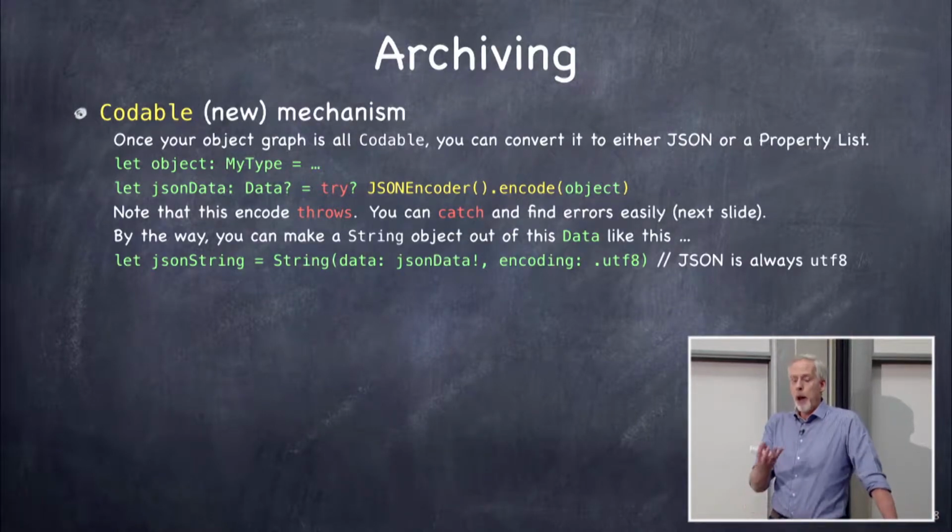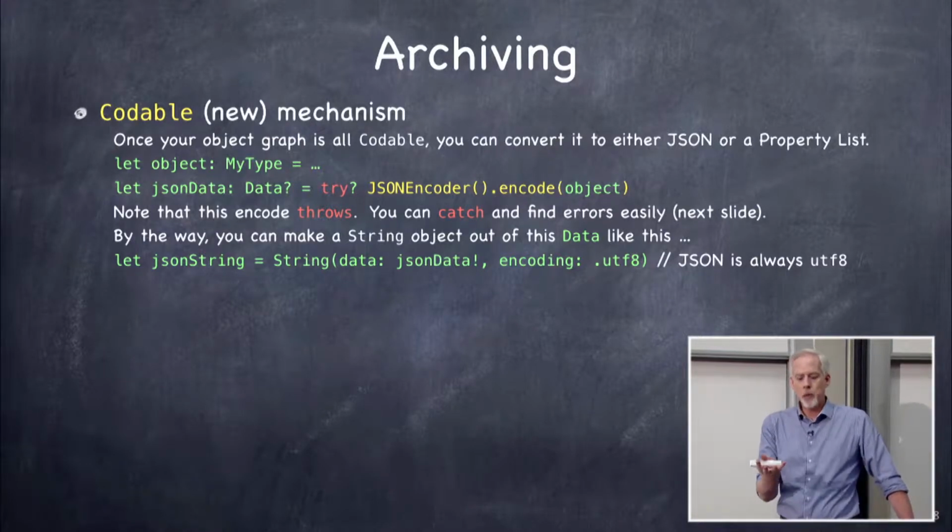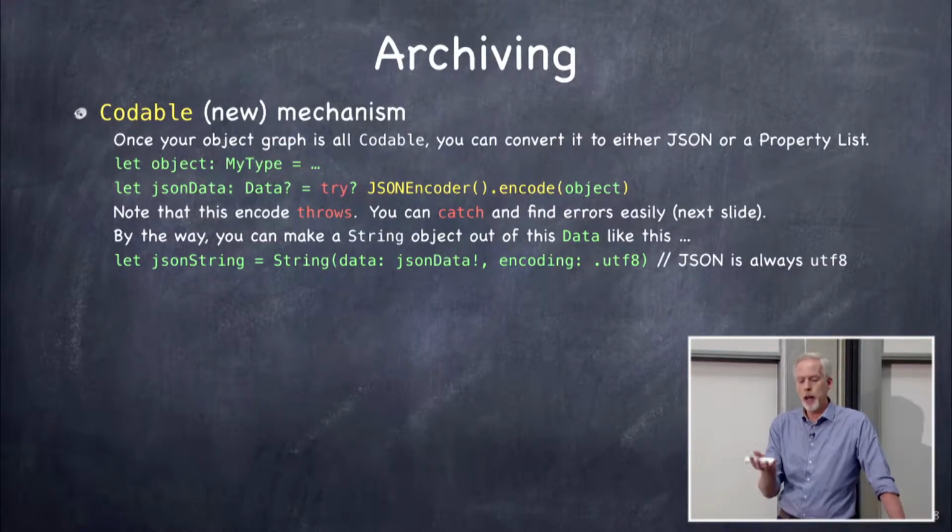By the way, if you have a data blob that's JSON, you might want to look at it as a string. Okay, well, JSON is always encoded as UTF-8.